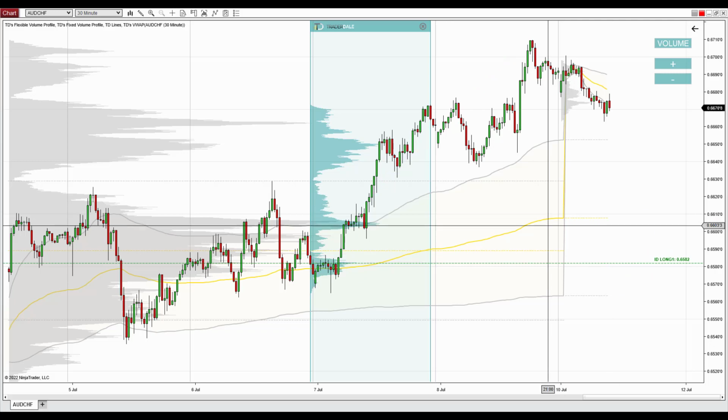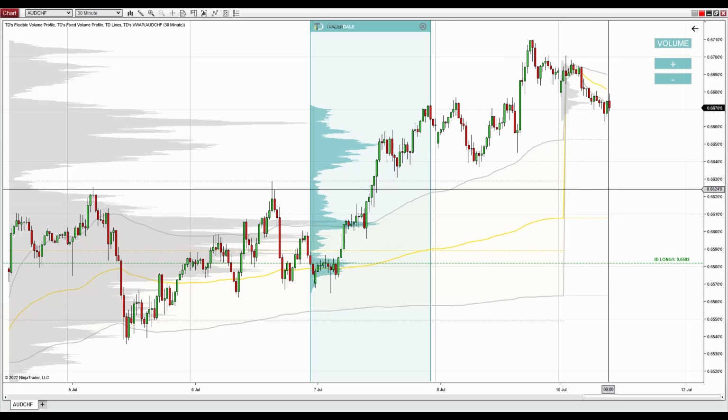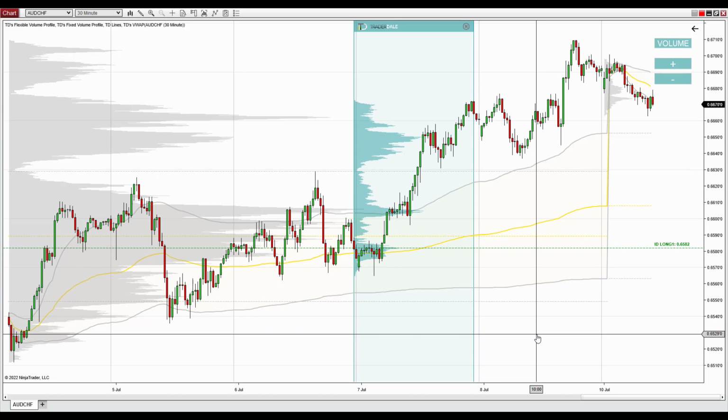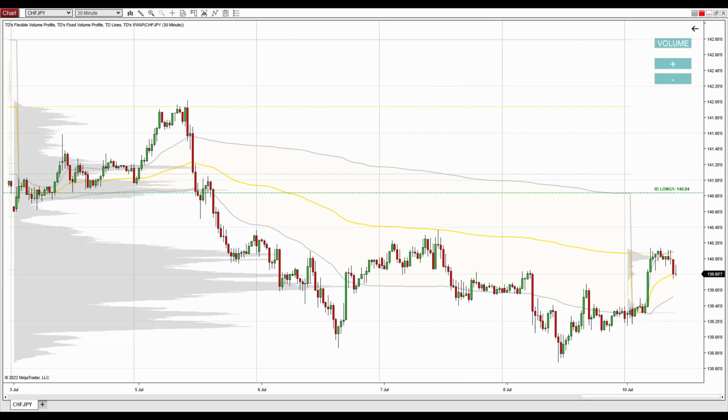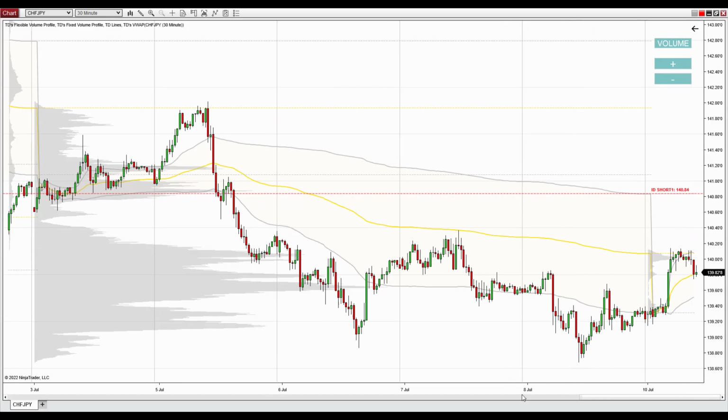Let me now switch over to another trading idea, and the next one will be the Swiss franc Japanese yen. The chart before you is a 30-minute chart of the Swiss franc Japanese yen, and what I want to talk about here is a strong resistance level at 140.84. Oh, it says long, but it should say short. Let me fix that real quick. All right, so here we go, 140.84, strong resistance.